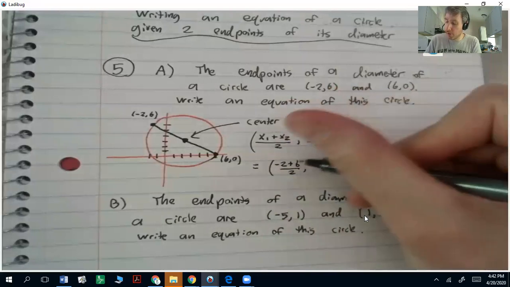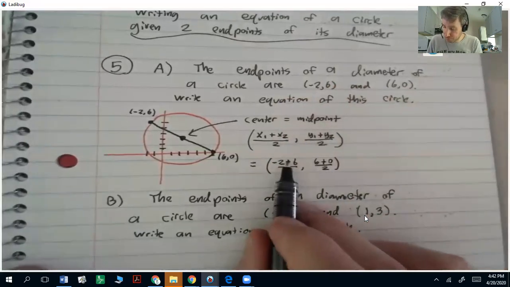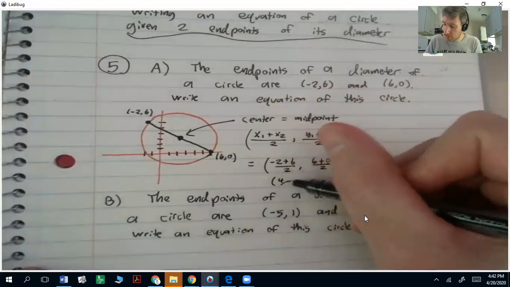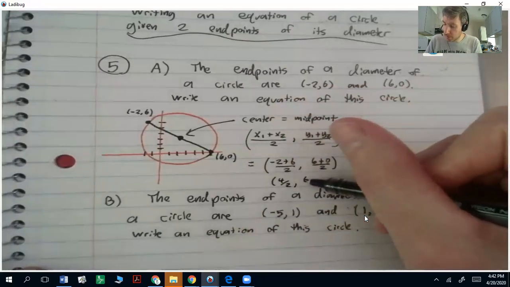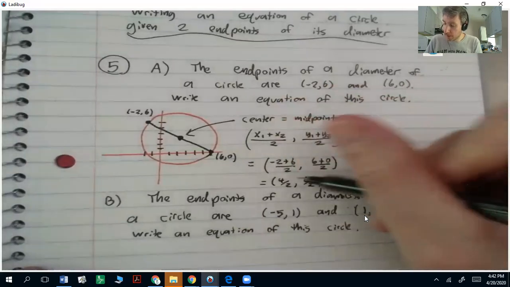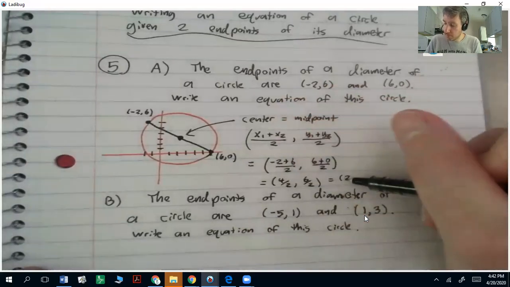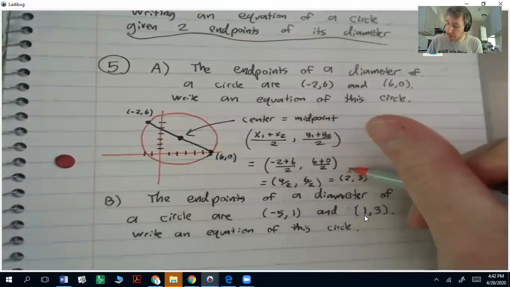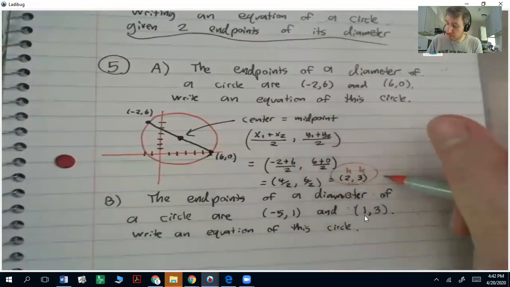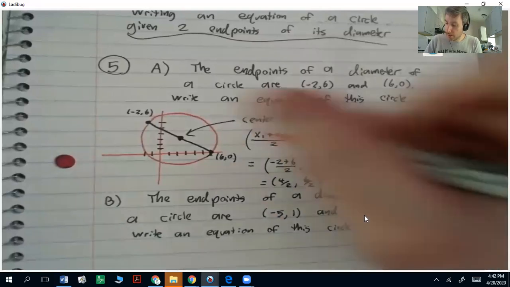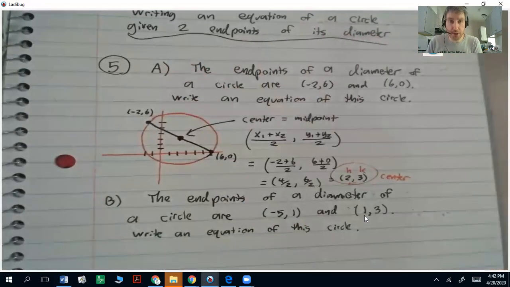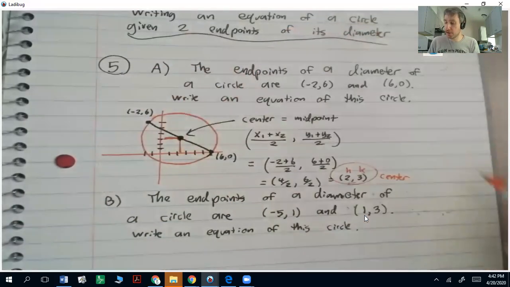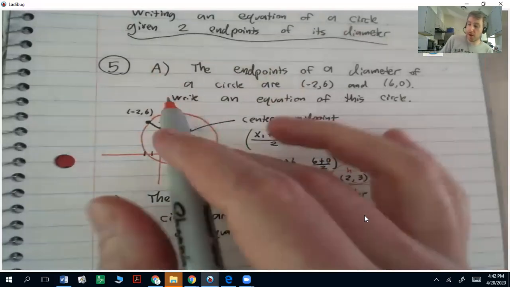And we want to add the numerators first and then divide by 2. So that's going to be 4 divided by 2, comma, 6 divided by 2. So that's (2, 3). That's your center. That's your h value. That's your k value. And that kind of lines up with my estimation at 2 and 3. Okay, your center is the average of your x's and your y values.